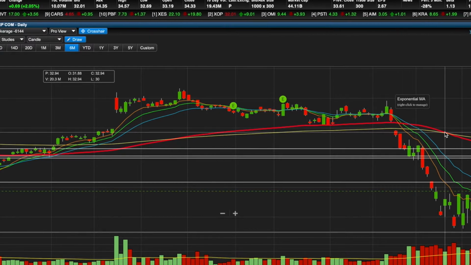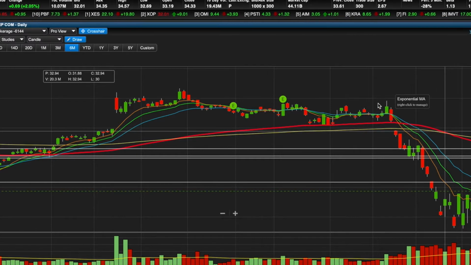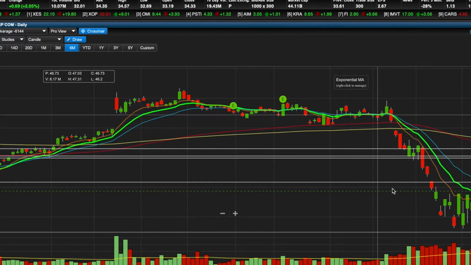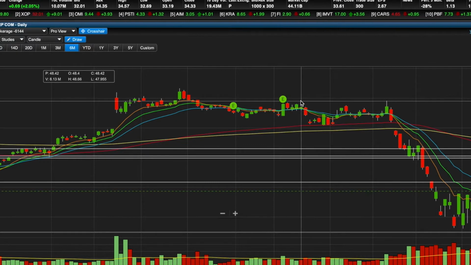But if you can quickly see, the downside of this is that by the time these lines actually crossed over, the stock had already dropped significantly. So the problem we have here is that moving averages like the 50-day and 200-day are looking at longer time frames, which causes them to be slower.